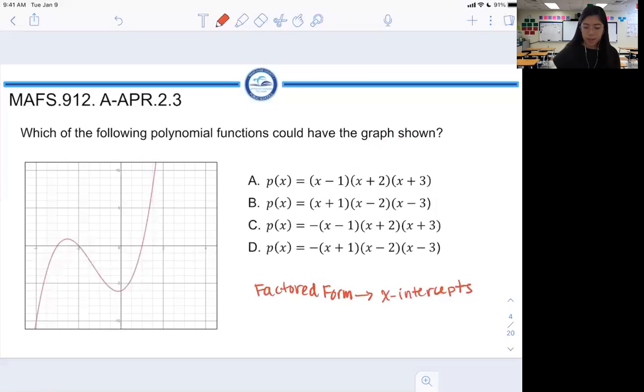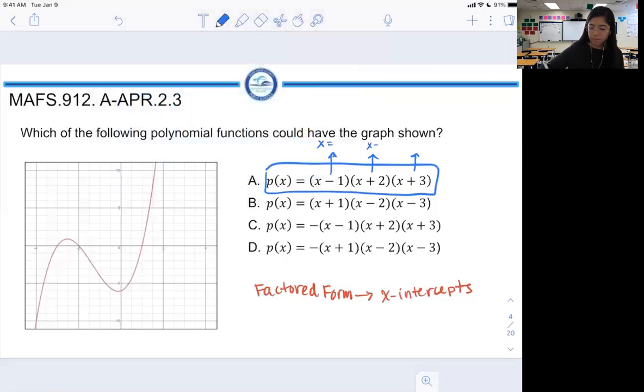So for example, let's take a look at the first one, example A. In example A, I have three factors: x minus 1, x plus 2, and x plus 3. What are the x-intercepts that correspond to these three factors? It has three x-intercepts. What would they be? Good. It would be positive 1, negative 2, and negative 3.